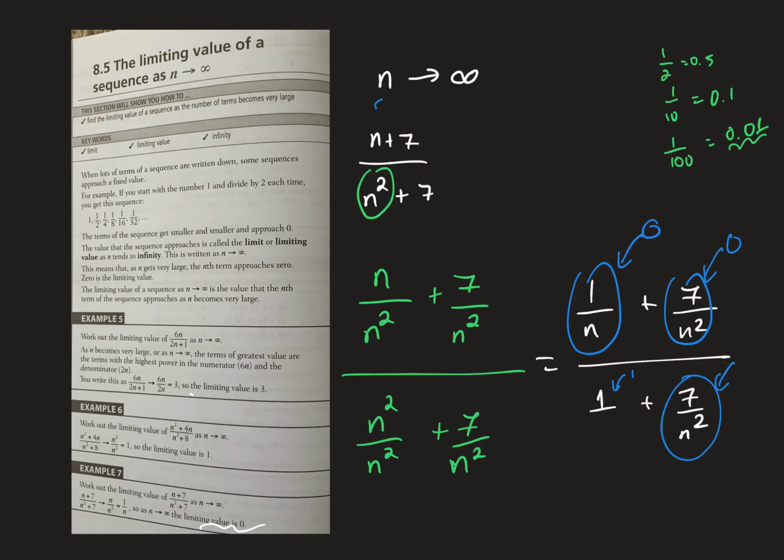Because you're thinking as n goes to infinity, the bigger the denominator, the smaller the number becomes. So therefore it's 0 over 1, so the limiting value is 0.